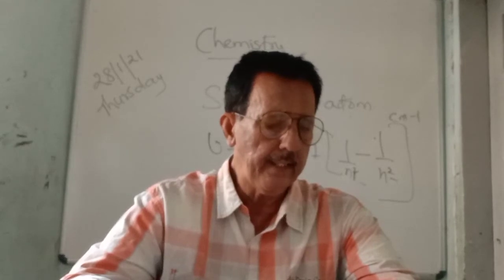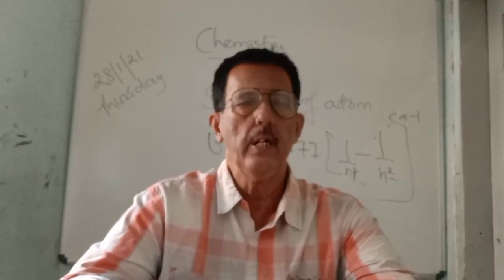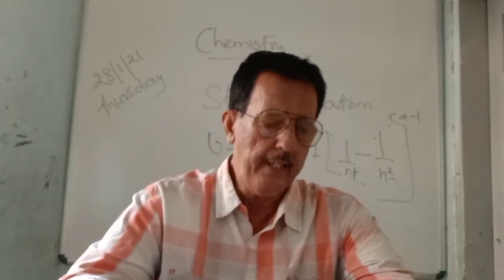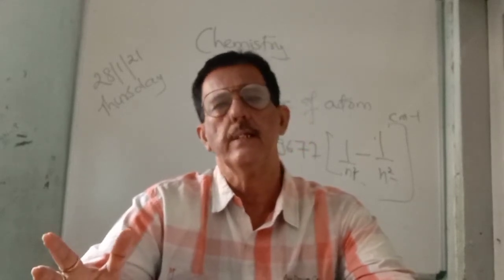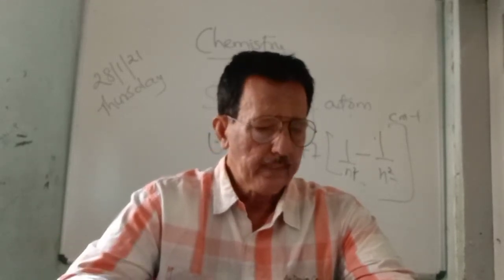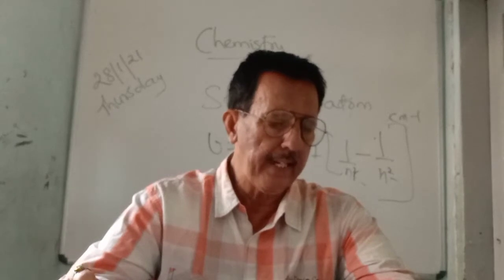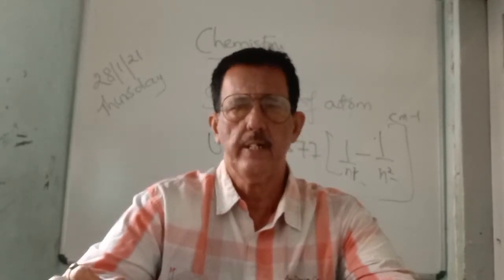Rutherford in 1911 discovered the proton by bombarding alpha particles on nitrogen. Then James Chadwick in 1932 discovered the neutron.